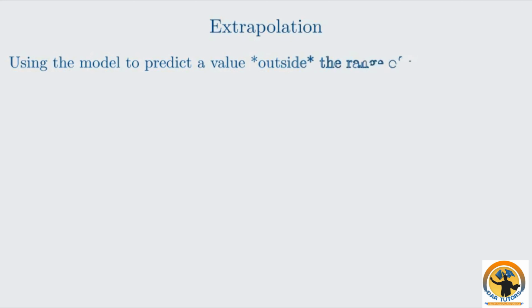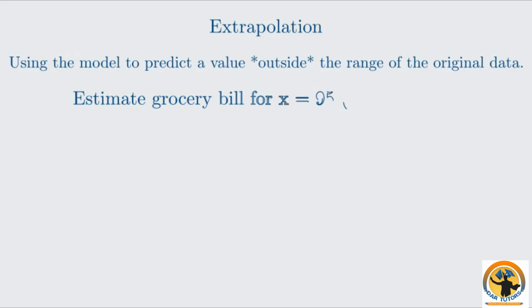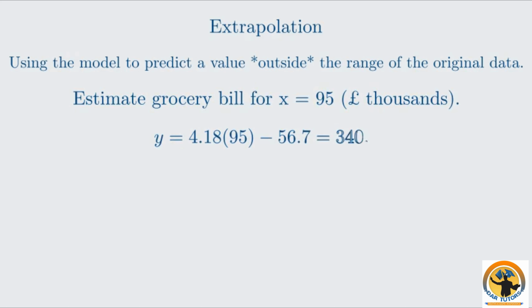Next, let's look at extrapolation. Extrapolation is using the model to make predictions for x values that lie outside the range of our original data. For example, our highest income was £64,000. Let's estimate the weekly grocery bill for a family with an annual income of £95,000. Again, we substitute x equals 95 into our equation. This gives us 4.1 times 95 minus 56.7, which is 340.4. So we predict a weekly grocery bill of about 340.40.